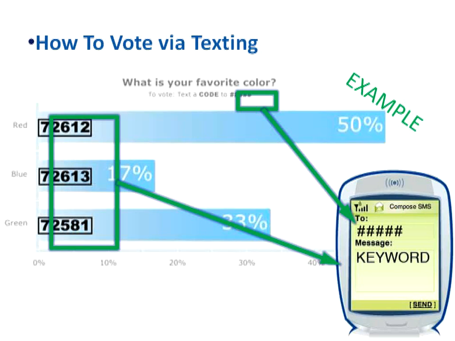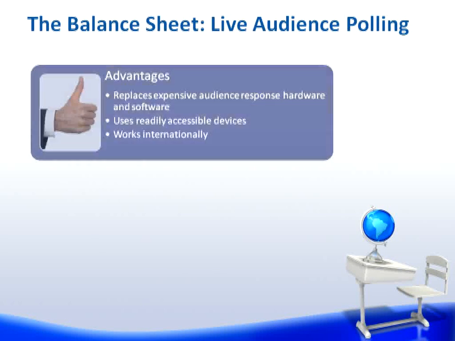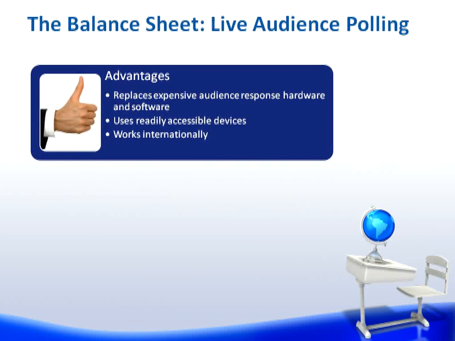What are the advantages of live audience polling? Well, it replaces expensive audience response hardware and software. Turning Point Technologies, for example, which comes with its own software and personal response remotes, can cost in excess of $3,000 for one classroom set. Live audience polling is also readily done through devices that most people have on their persons, such as cell phones, even iPads, even through a Twitter account. And it's very compatible in that it works internationally.